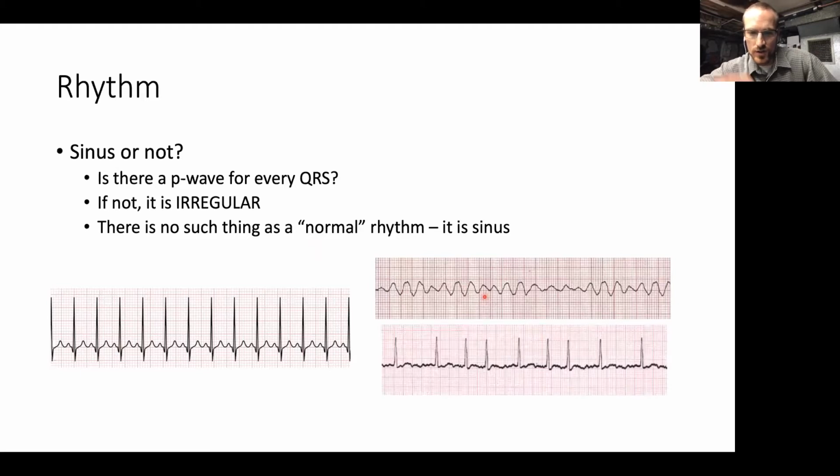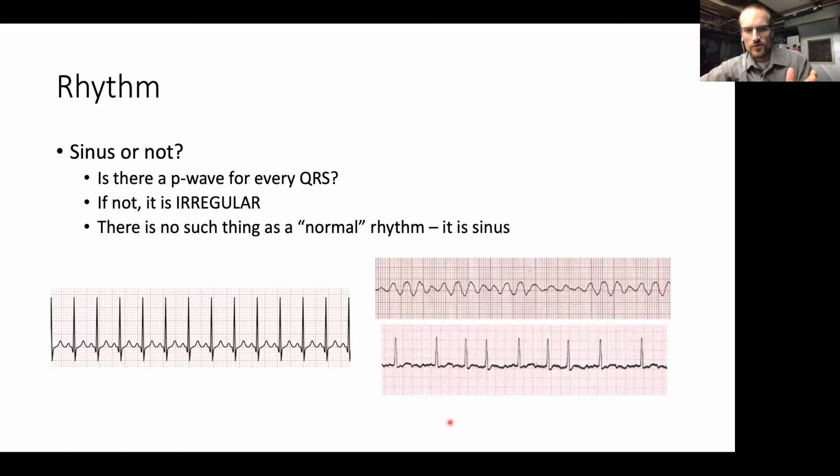And then this one, you could maybe pretend that you see some P waves here, like maybe that's a P wave, or maybe that's a P wave. But then you have to explain, so what are all of these? Are those extra P waves? And this is not sinus. There are not P waves. There's a bunch of gunk going on in that EKG. That would be AFib, and you can tell it's also irregular.